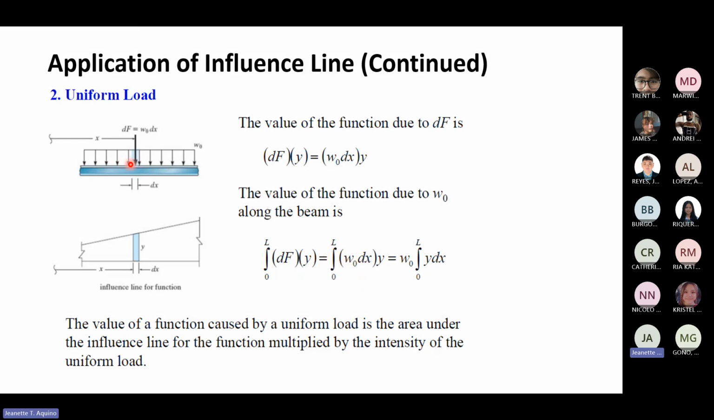dx is this small distance, times y, which is also equal to w0 times the integral of y dx from 0 to L. Okay? So the value of the function caused by a uniform load is the area under the influence line for the function multiplied by the intensity of the uniform load. Okay, that's all for the equations.